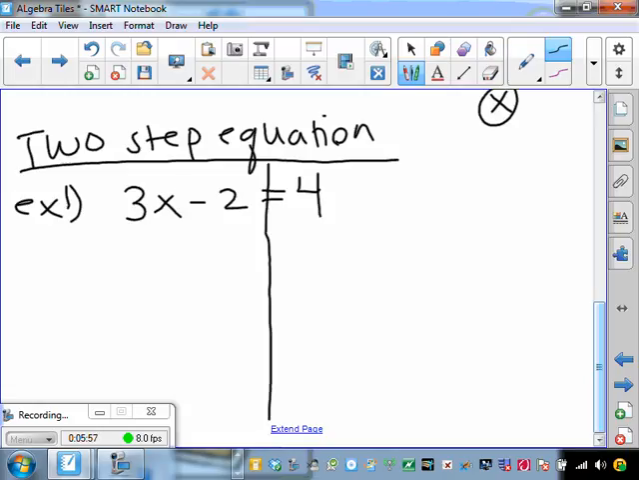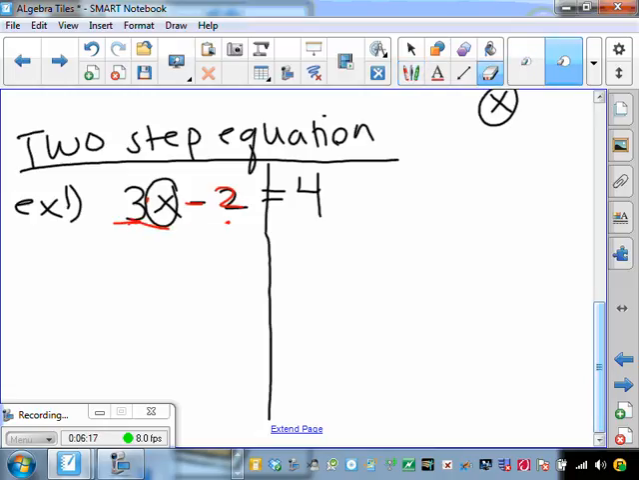There's my equal sign. There's what I want to solve for. I want to get my x value. So I need to get rid of this 3 times and this minus 2. But what do I get rid of first? Can I just get rid of the 3? No, because it's not applied to everything over here.